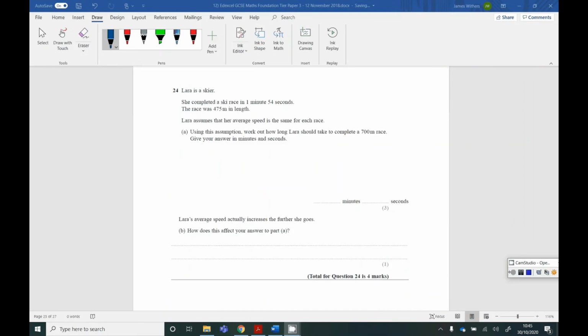Question 24. It was 475 metres in length, and that took her 1 minute and 54 seconds. I think it's going to be easier if we work in seconds and then convert back to minutes and seconds at the end. So 1 minute and 54 seconds is 60 seconds for the minute plus the 54 seconds, so that's 114 seconds. So the 475 metres took her 114 seconds.